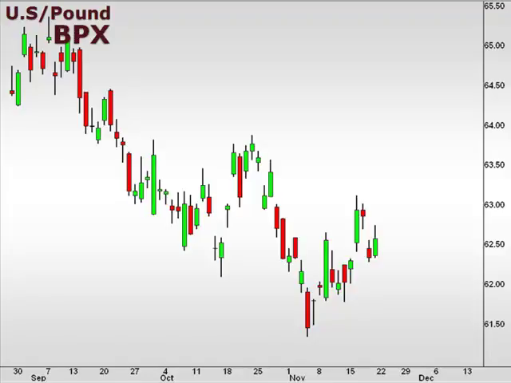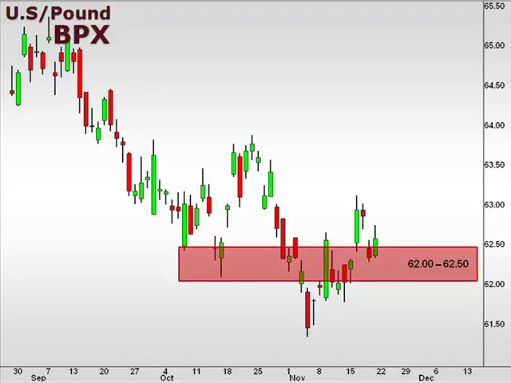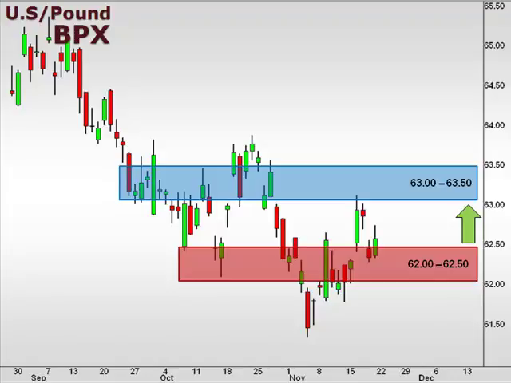Next up, the BPX, the US versus the British pound. Well, the BPX continues to consolidate within the 62, 62.5 range. Failure to hold 62 opens the window for a continuation of the downtrend. A bounce is likely to retest resistance within the 63, 63.5 range.